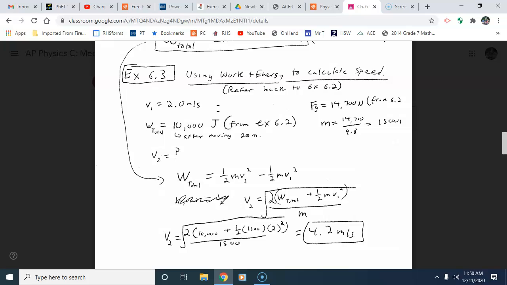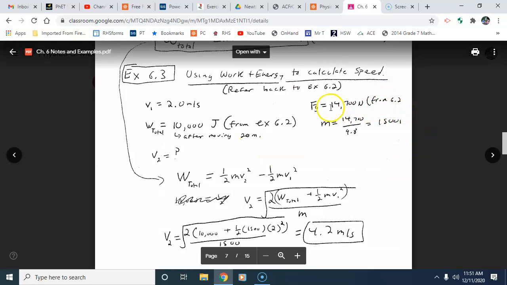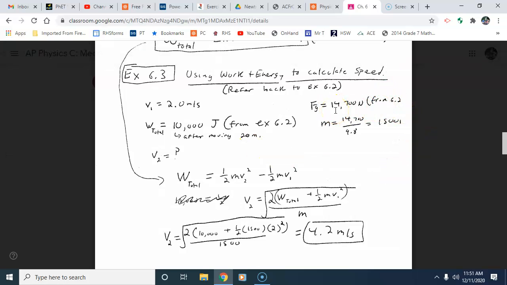And actually for this particular example, we won't need the 20 meters that was already figured in the last one to get that 10,000, but I just have a note that that's how far it moved, because that's what this new example is referring to. We were also told in 6.2 that the sled and its load was 14,700 newtons. And of course, if we need the mass, which we will, we could divide that by 9.8 because Fg equals mg. And we could get about 1,500.